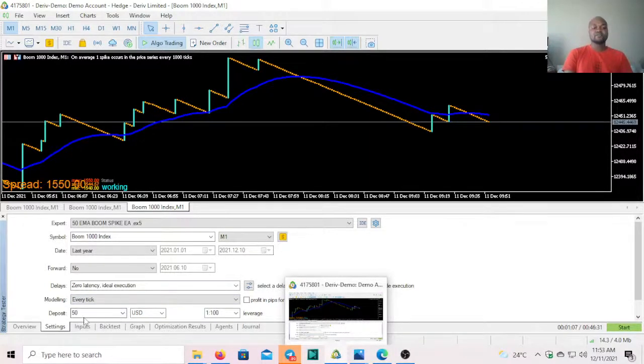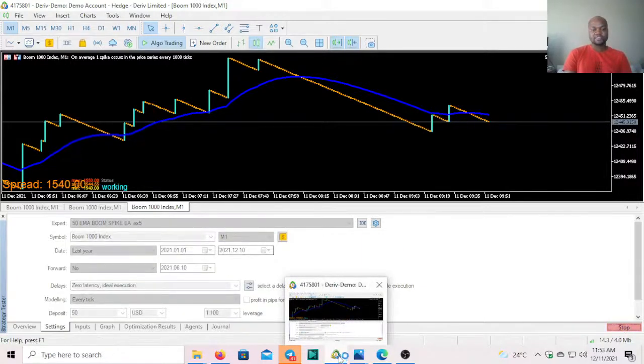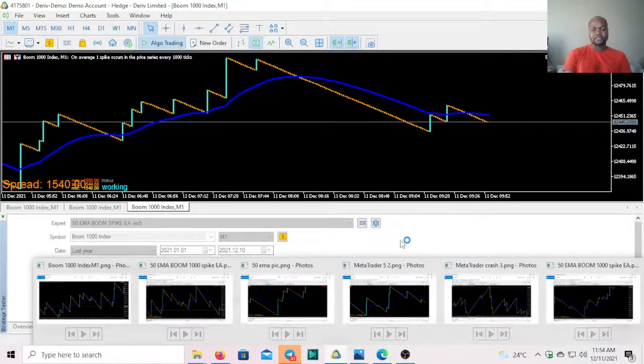I'll give it a 50 initial deposit, and I'm going to use a lot size of 1. Let's see what is going to take place here, and I'm going to test it for 1 year. We want to check the results.